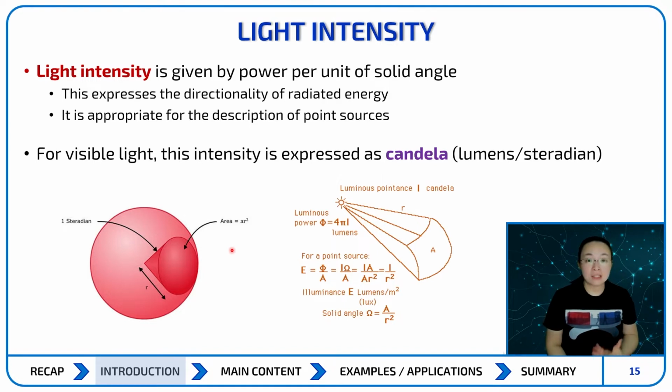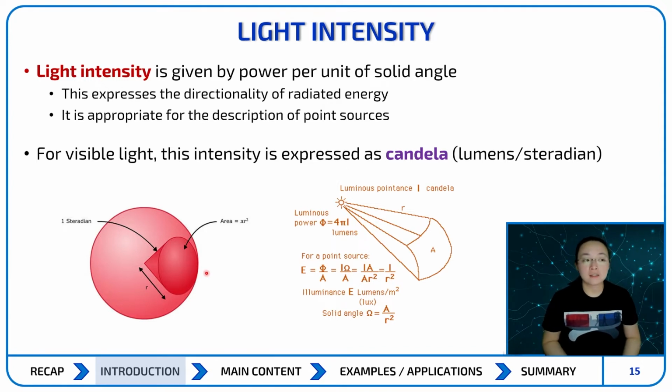Now we have something called light intensity. And in optics, when we talk about light intensity, it's given by a power per unit of solid angle, which means that this is a solid angle. It's just 1 unit. So we just want to see how much light is going through a specific area, because we can focus light versus just look at how light radiates outwards.